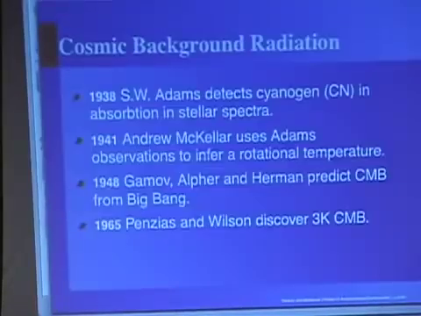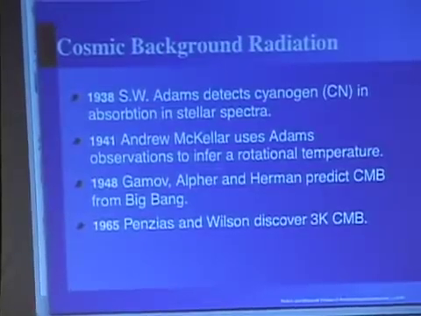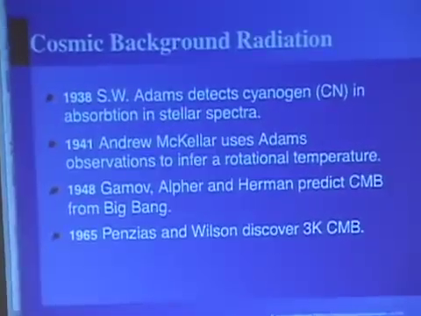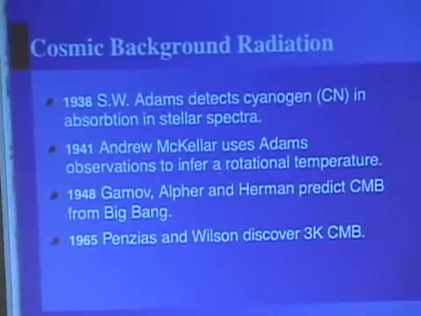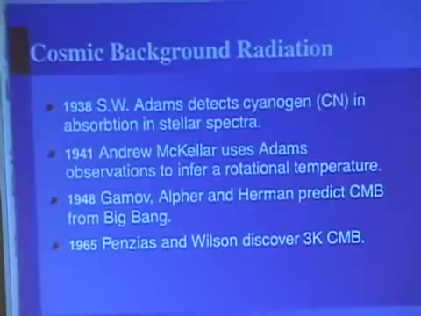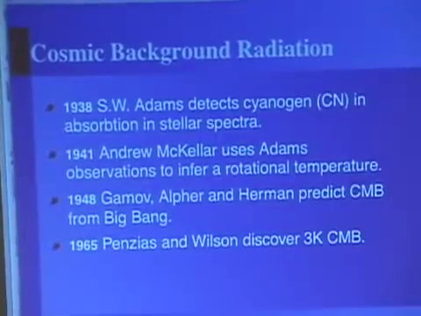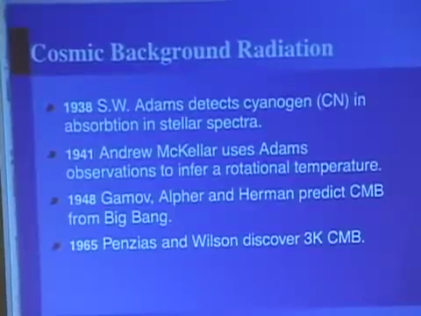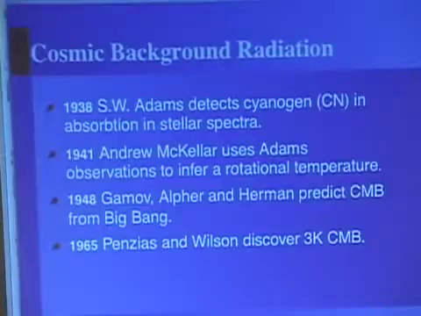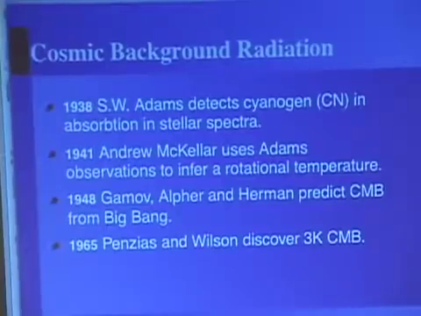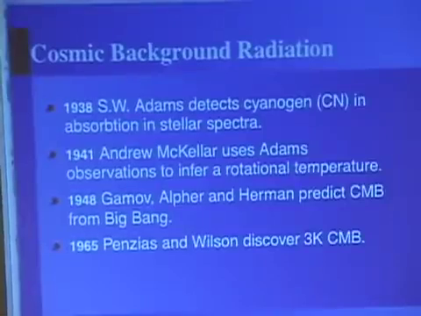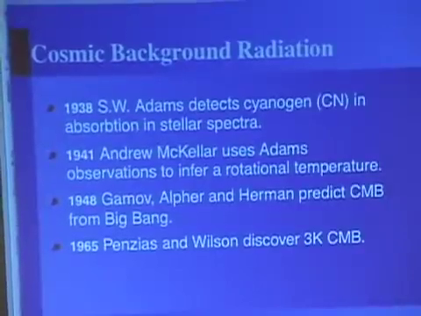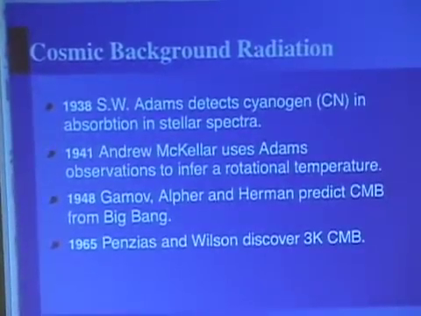But it's interesting, and here's the cosmic background radiation. I thought I'd bring this up just as an example. CN was detected in 1938 by Adams using Mount Wilson, and in 1941, Andrew McKellar used the observations to infer that the rotational temperature of CN was about 2.7 degrees. We now know this was our first detection of the cosmic background radiation, this 3-degree background radiation. It was done well before Gamow predicted it in '48, but of course no one really understood they had detected it, and they didn't understand where this excitation was coming from.